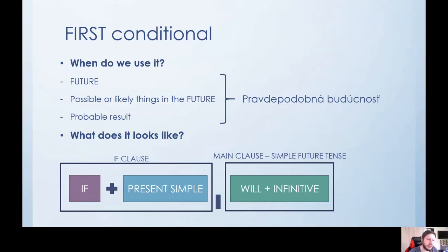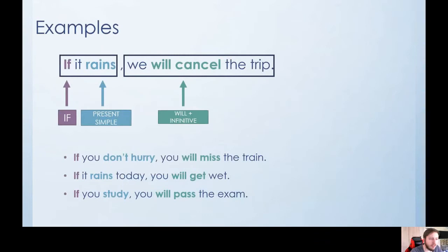What does it look like? Again, we use if plus present simple, but then we use future tense with will, okay? So present simple and then will plus infinitive. Let's look at some examples which will help you understand. If it rains, we will cancel the trip. So we're talking about the future, okay? Ak bude pršať, zrušíme výlet, okay?